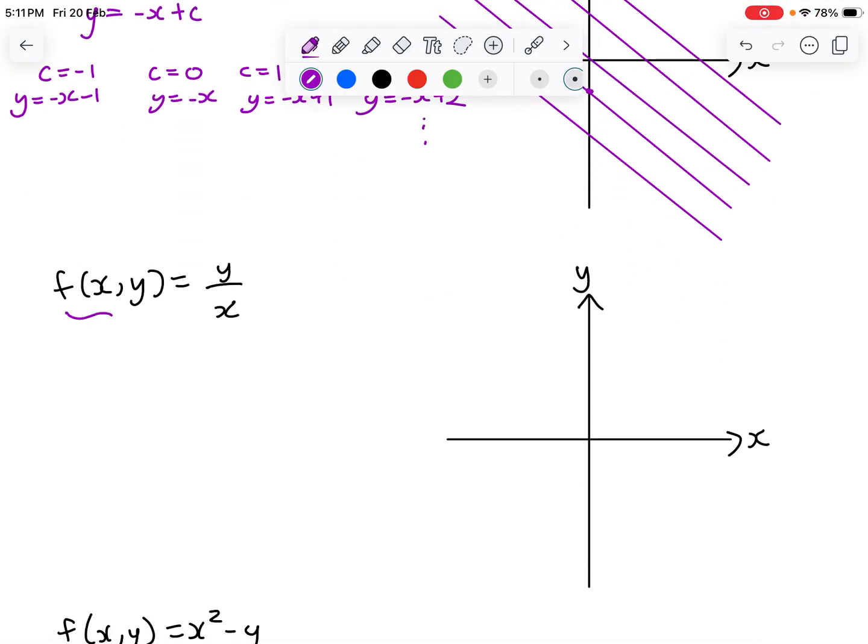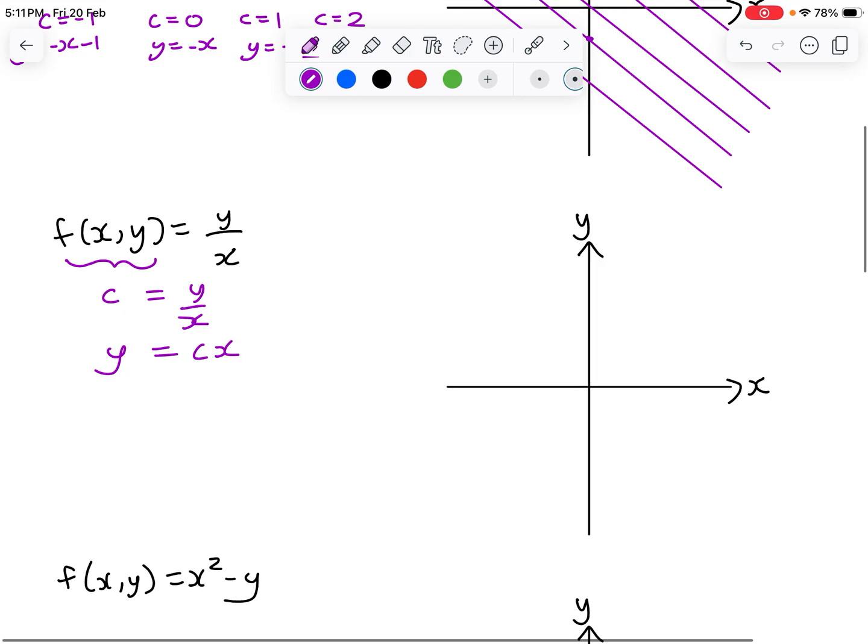Again, we set this equal to c, and we want to isolate y, and we get y equals c times x. So I guess by now you can probably imagine what that would look like. If we have different versions of c, that means we have different slopes. So it could be c equals 1, then that would be y equals x. If c equals 0, then that would be nothing, so let's not do that.